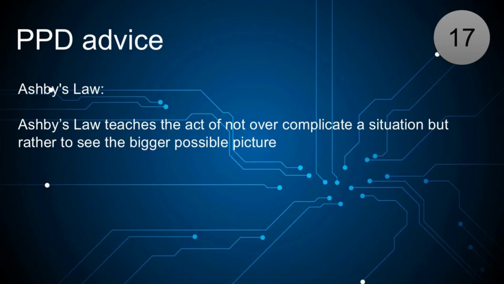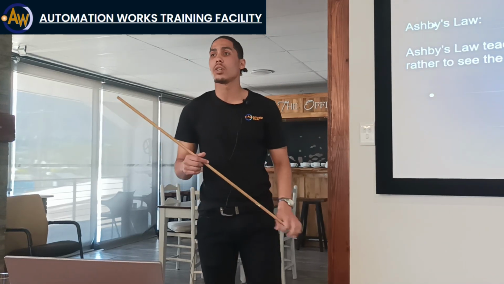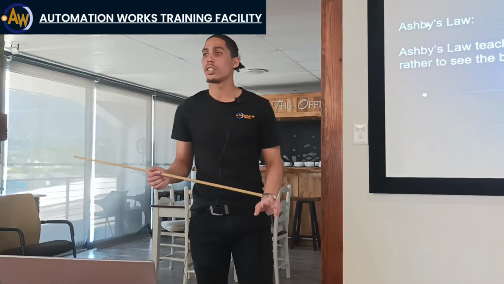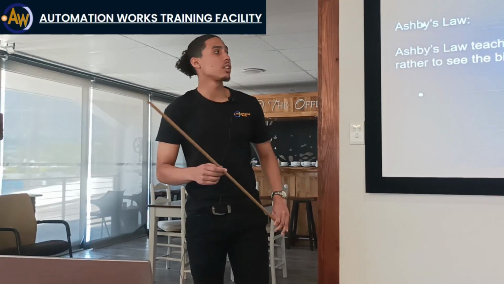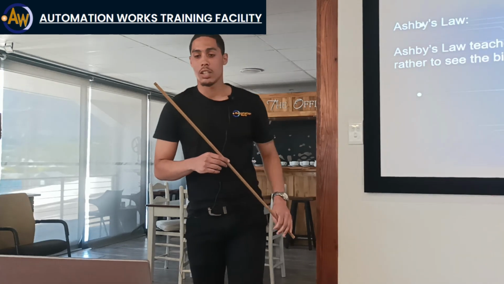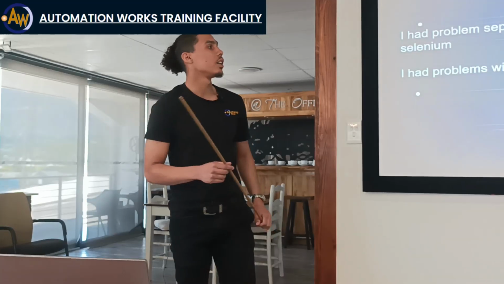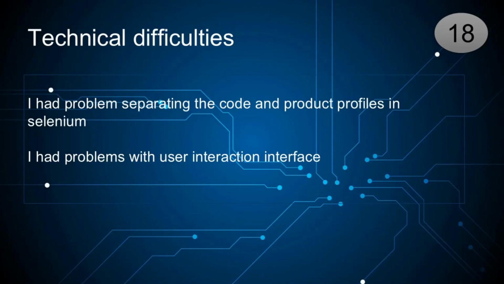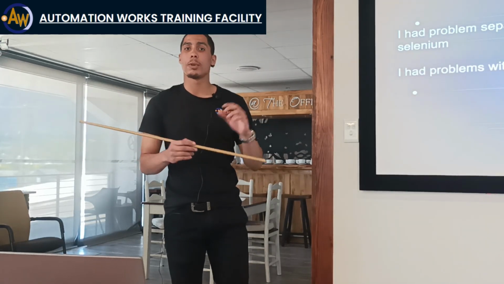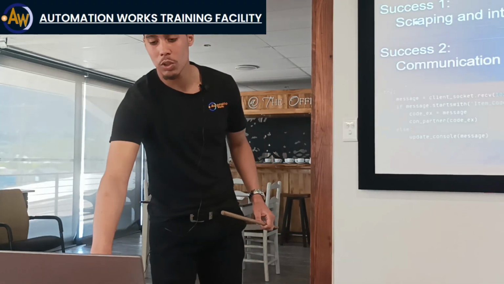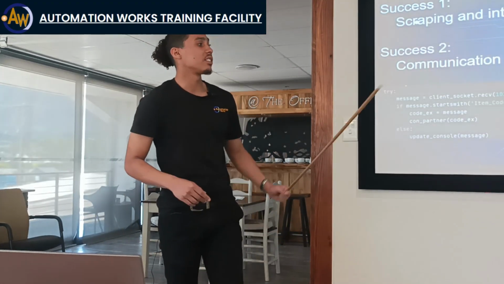So in PPT, I learned about SB's law, and this stood out for me. SB's law teaches you how to simplify a situation and make it less complicated. That helped me with my technical difficulties, where I wanted to send the code to the secondary application, but in the process also separate the profile of the product and the code. So SB's law taught me how to find success in it.